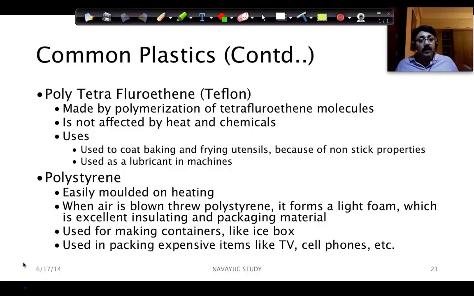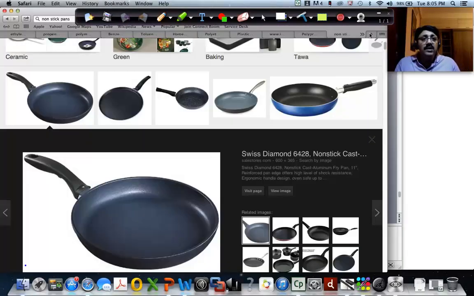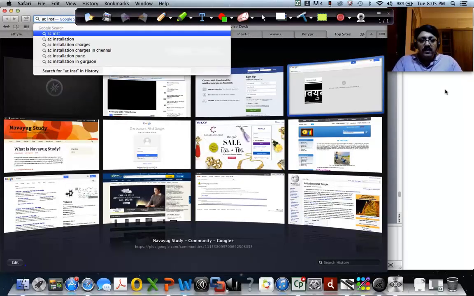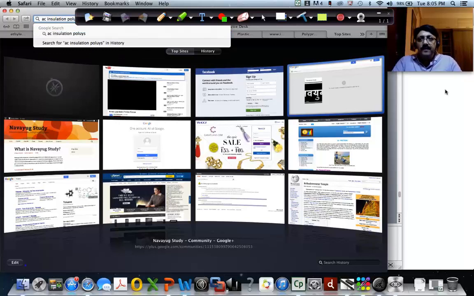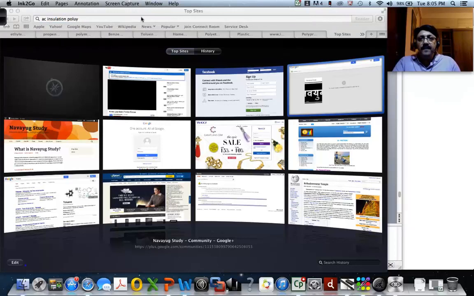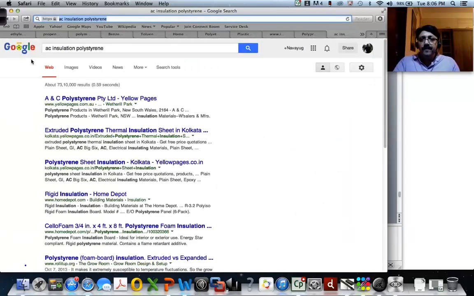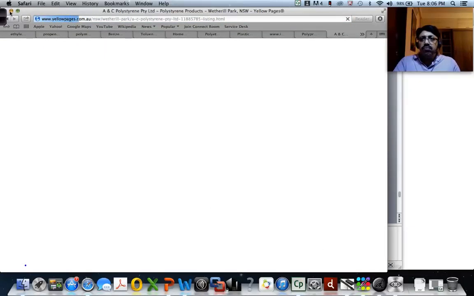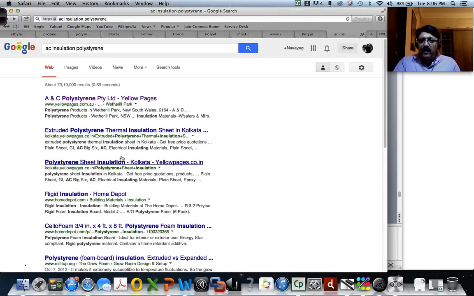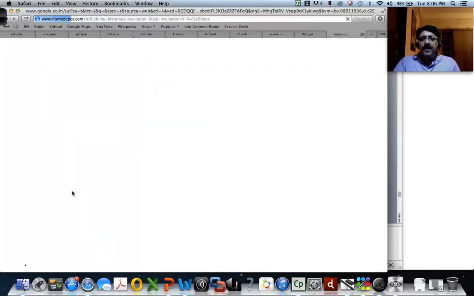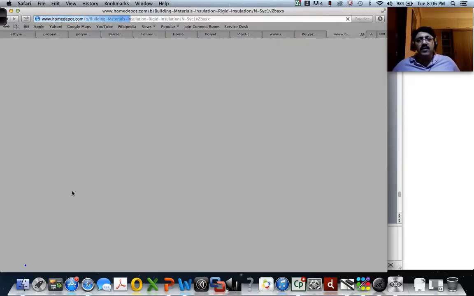Now, when air is blown through a polystyrene, it forms a light foam, which is excellent insulating and packing material. So I'll tell you an example of polystyrene, right? Polystyrene is used in many AC halls, right? Let me tell you why it is used. I would try to show you how it is. AC insulation polystyrene. Yeah. So here you can see the example of what I'm talking about, right?